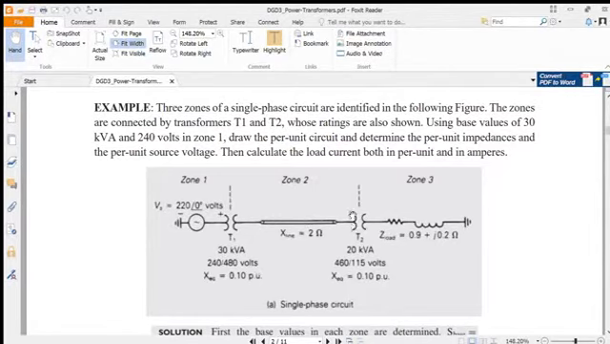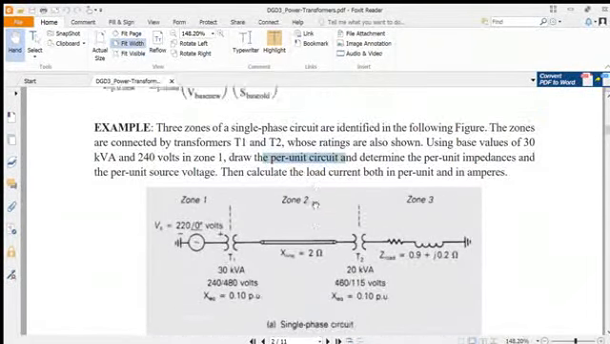Another transformer is here, which clearly is a step down transformer, and here is the load. This is the utilization section, zone 3. Okay, now let's start. We have to draw the per unit circuit.